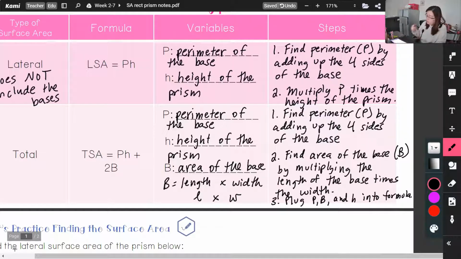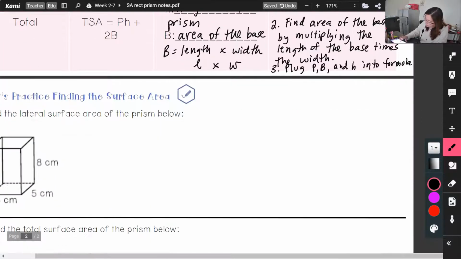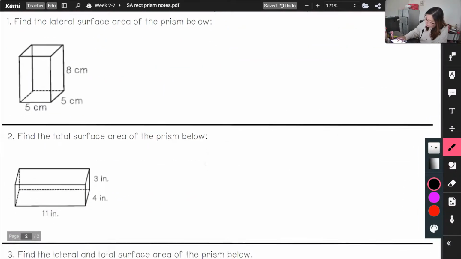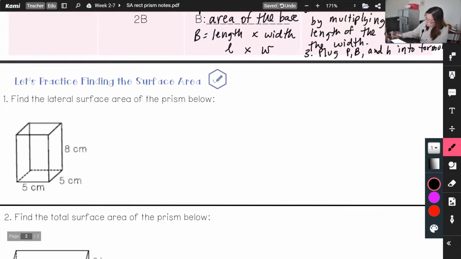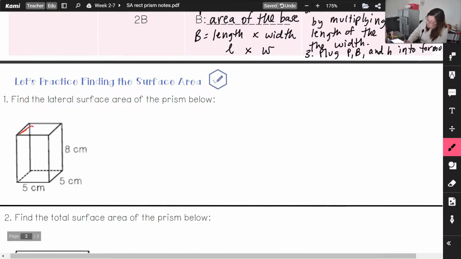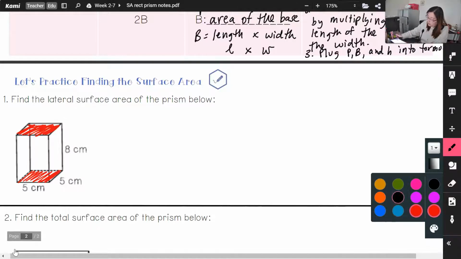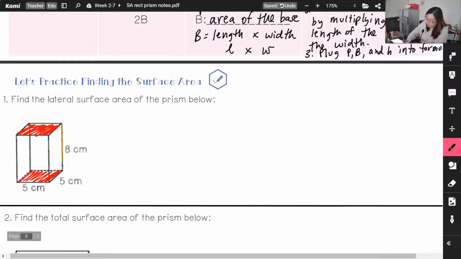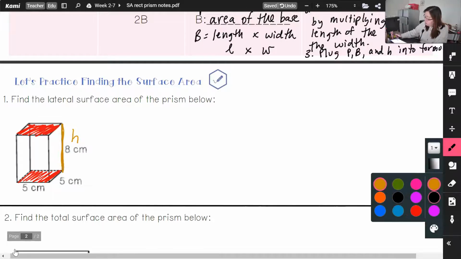Okay? So let's take a look at an actual problem. Okay, let's start with lateral surface area. Let's find the lateral surface area of the prism below. Start as usual, shade the bases. When we shade the bases, we can see what the connecting line is, and that connecting line that puts these two bases together is the height. Okay? So, now we've got that, we can start our problem.